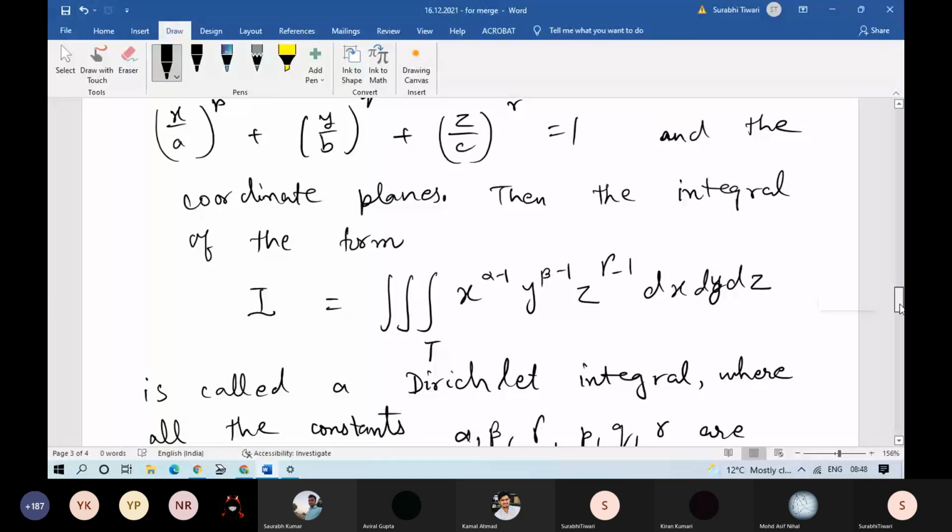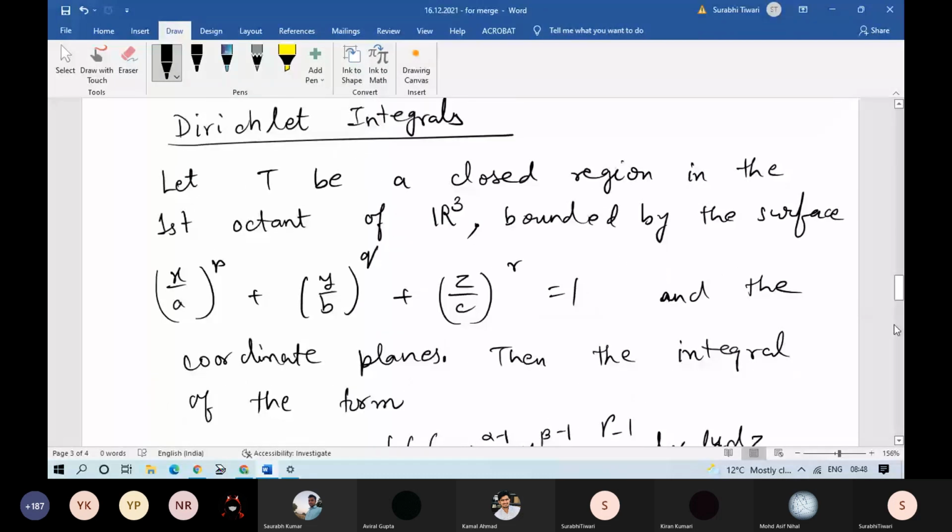Now leave the class, it is the time of the class. This is the end of your unit 3 and we will start unit 4, beta and gamma functions, from Monday. So I'm not starting now because there is no use.